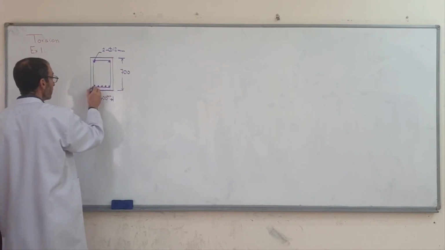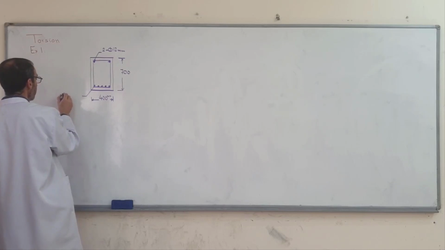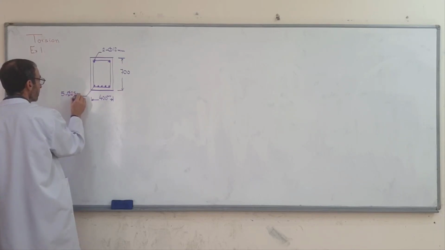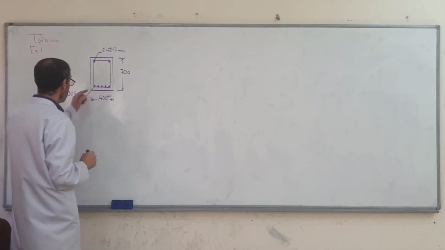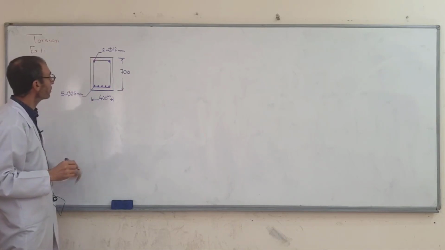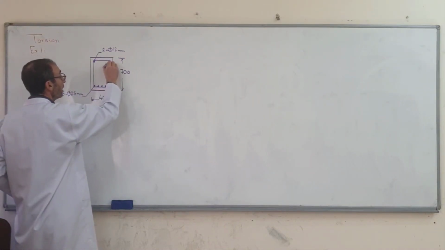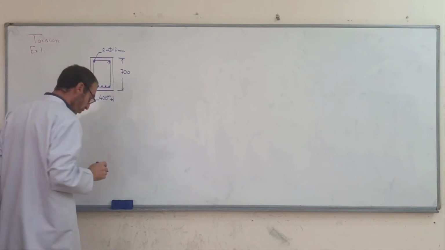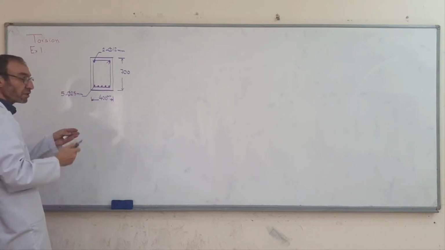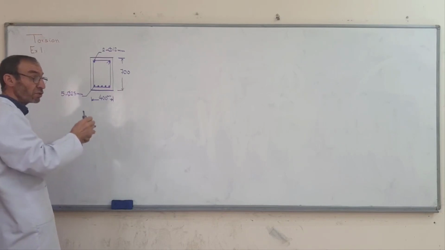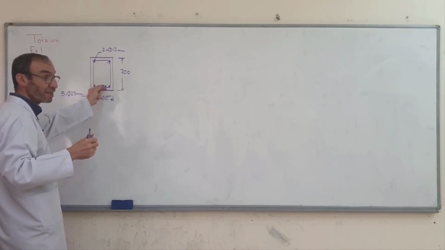For bending, here we have 5 bars of 25 millimeters, which are also for bending. The stirrups are unknown. It's required to design for shear and torsion. Transverse reinforcement is for shear, and longitudinal reinforcement is for torsion.